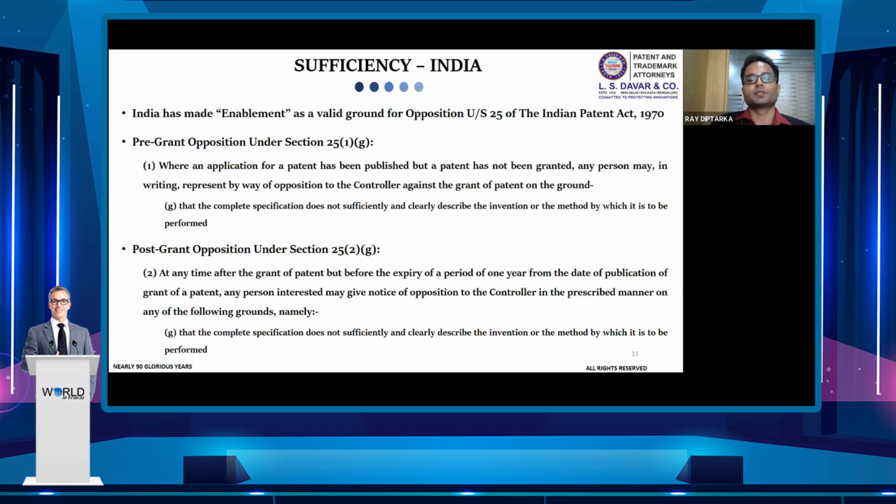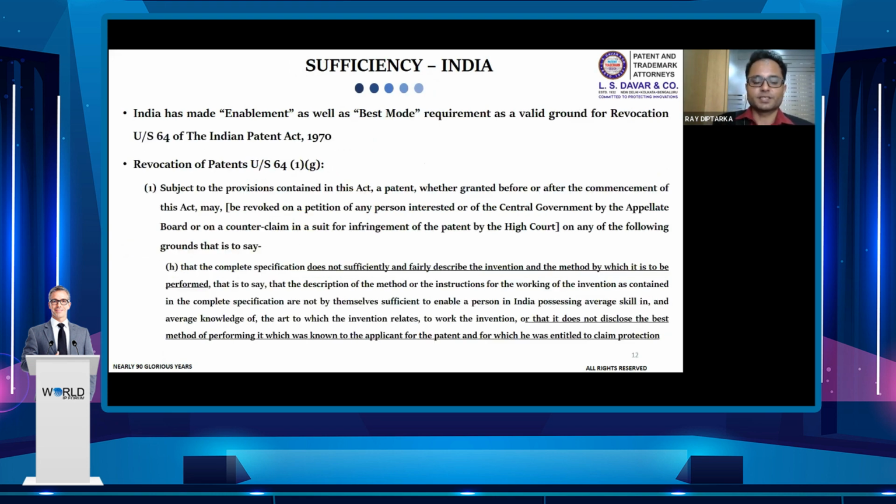All right. So basically, Section 25(1)(g) allows pre-grant opposition if it is questionable. Section 25(2)(g) allows post-grant opposition if the requirement of best mode is questionable, and the patent may be revoked under Section 64(1)(g) if those details are not there in your complete specification.